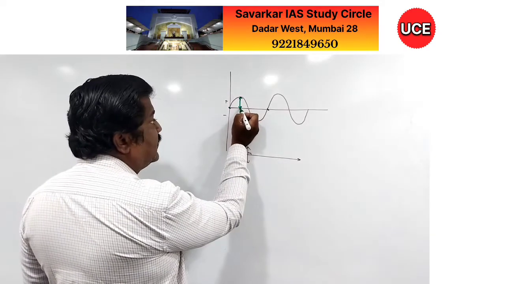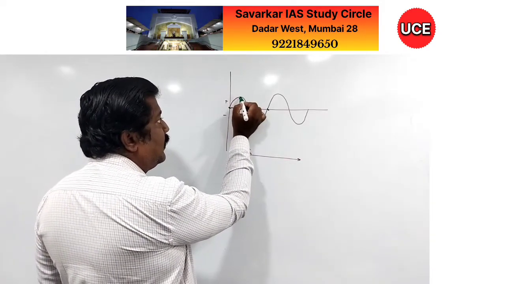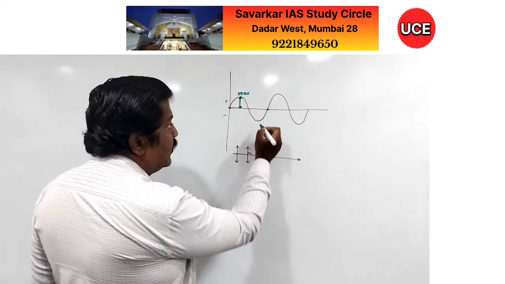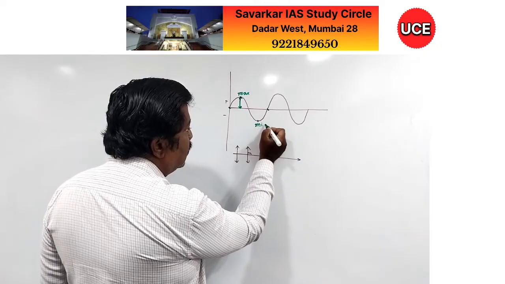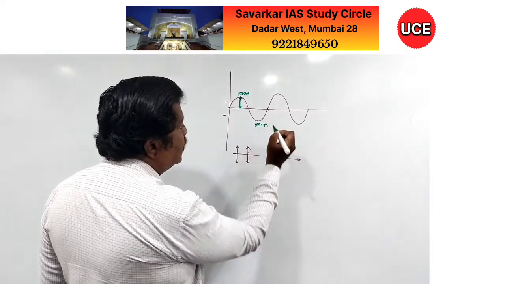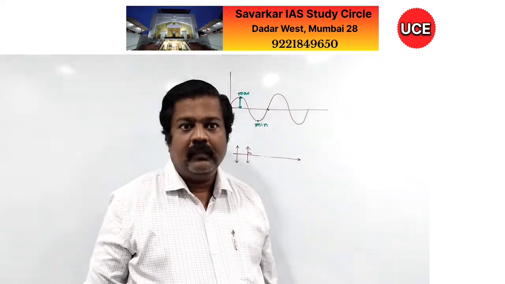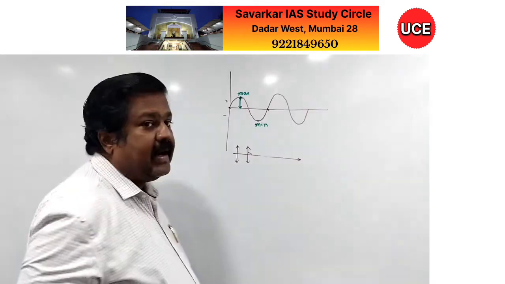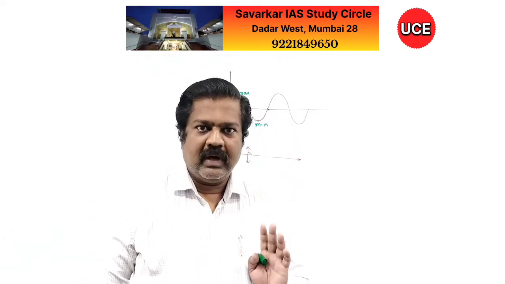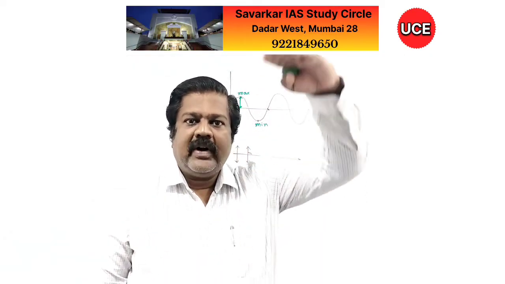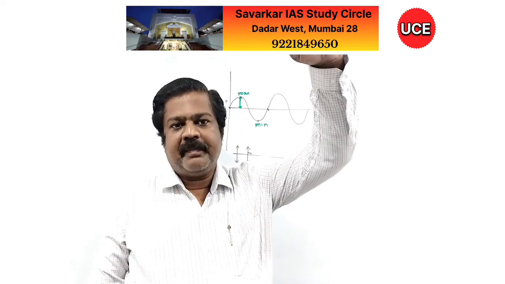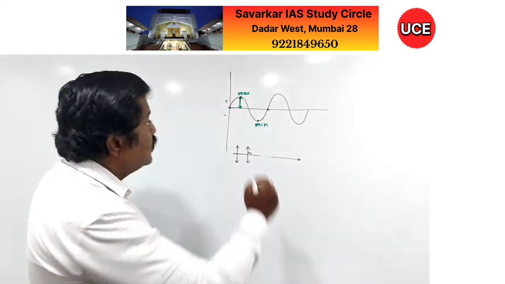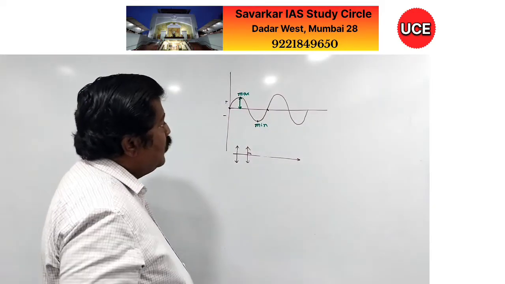Maximum displacement, this is the mean position. I can see this as the maximum displacement from the mean position. But this distance is called the amplitude. Amplitude of a wave means: to what extent the wave can go to a higher height and a lower height, that is the same. So this is called the amplitude.